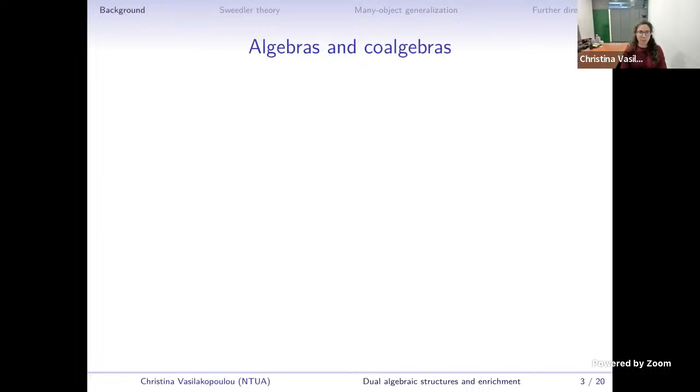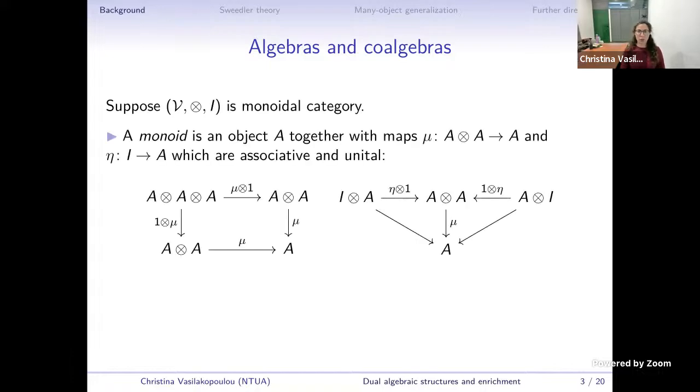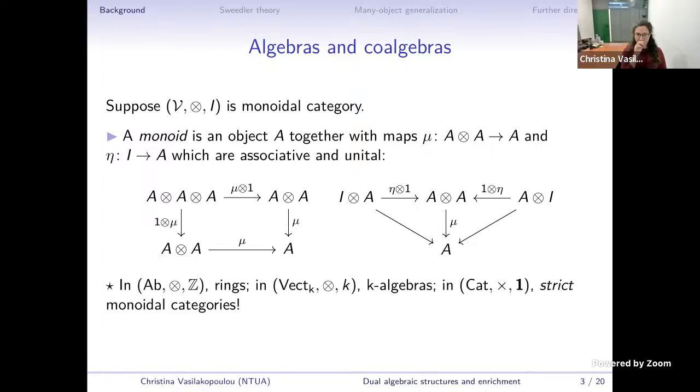Okay, let's begin very simple by talking a little bit about algebras and coalgebras and general monoidal categories. So we fix this monoidal category, and a monoid is, of course, an object together with a multiplication and a unit that satisfy these usual diagrams of associativity and unitality. Of course, algebras, monoids are everywhere. We studied them very early in our careers, in our math studies or elsewise.